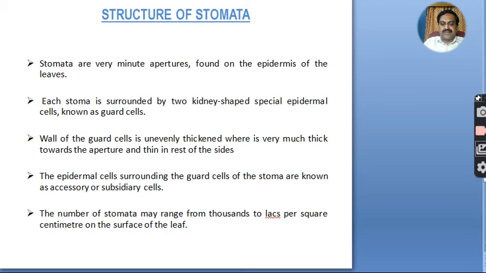It is learned that the number of stomata ranges from 5,000 to 30,000 per square centimeter. It is an average number. 5,000 to 30,000 stomata are found per square centimeter of the leaf area or the epidermal area.